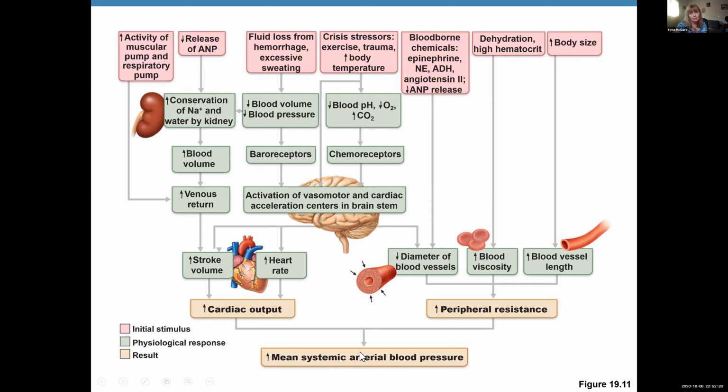So here we have all the mechanisms that help your body to increase your mean systemic arterial blood pressure, right? And the only thing, out of all the stuff, that helps you to decrease blood pressure would be this one, ANP, right? And this is atrial natriuretic peptide. Only the heart, right over here, is trying to decrease your blood pressure. Everything else helps you to increase blood pressure. Okay.